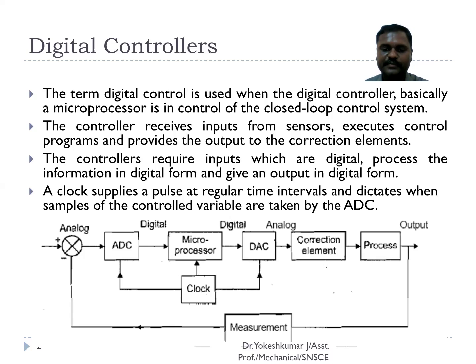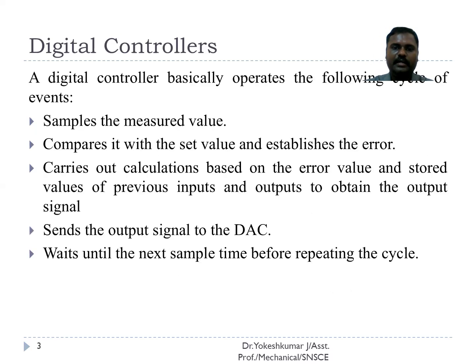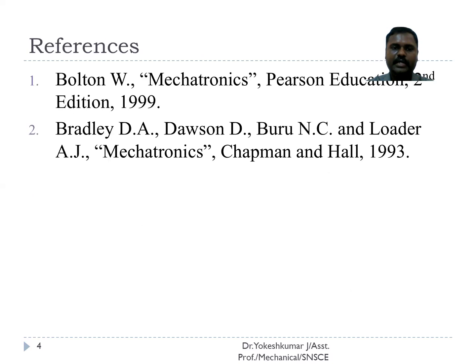The purpose of the clock is to produce pulses for a definite interval of time. Once the signal is received from the DAC, it is sent to the correction element, where the corrections are carried out. Finally, we have the process, which is, for example, controlled velocity, controlled temperature or controlled pressure. So this is how digital controllers work.